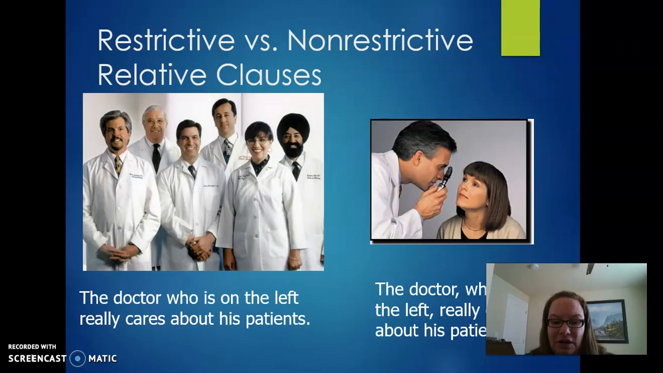So here I have a couple of pictures with basically the same grammar. The doctor who is on the left really cares about his patients, and the doctor, who is on the left, really cares about his patients. So in the first picture where we have a group of doctors, we need the information who is on the left to narrow it down to which doctor we're talking about. Whereas when we have a picture that just has a woman and a doctor, who is on the left is really superfluous information. We don't care that he's on the left. We already know which doctor we're talking about when we see that picture.